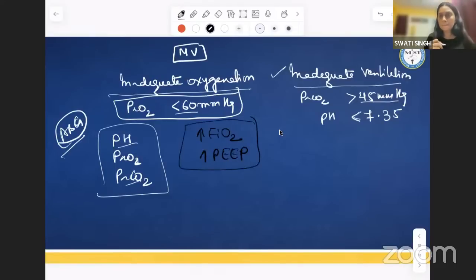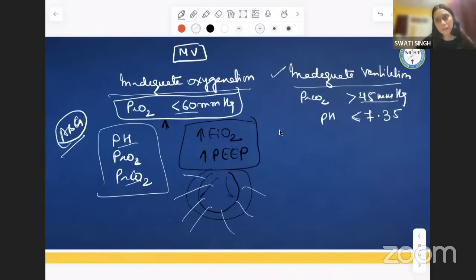The PEEP setting. What is FiO2? How much oxygen concentration you are giving to the patient. You are giving your patient 80%, 60%, 70% oxygen concentration. As you increase the FiO2, the PaO2 would increase, right? And PEEP is positive end expiratory pressure. As you increase the PEEP, the positive pressure in the alveoli is higher, alveoli remain expanded, and O2-CO2 exchange happens from a wider surface area. Again, oxygenation improves. So PEEP is another way to improve the oxygenation.